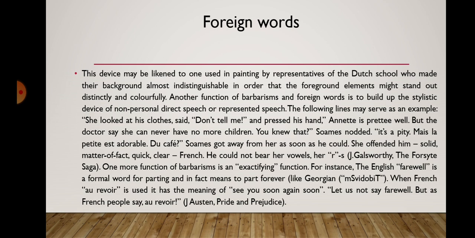This is an extract from the famous novel The Forsyte Saga by John Galsworthy. One more function of barbarisms is an exactifying function. For instance, the English farewell is a formal word for parting and in fact means to part forever. When French au revoir is used, it has the meaning of see you soon again.